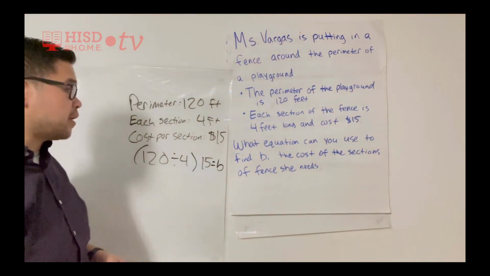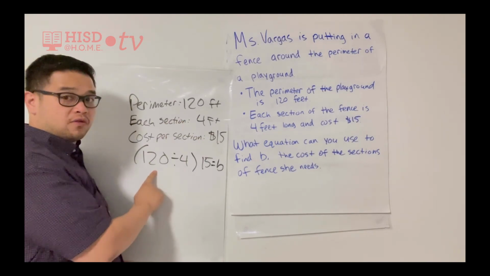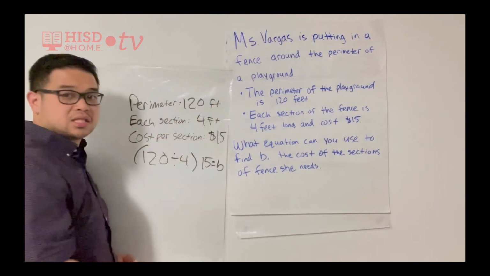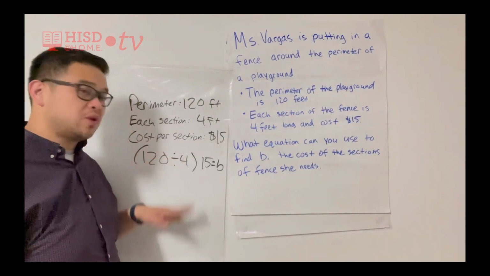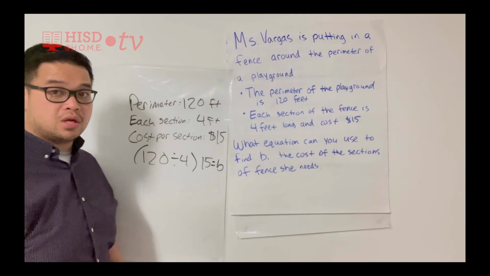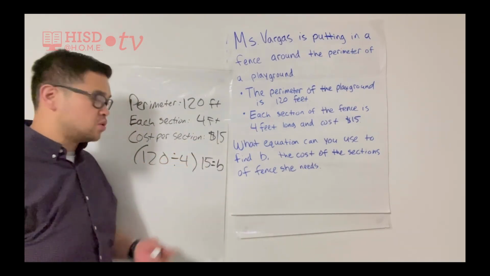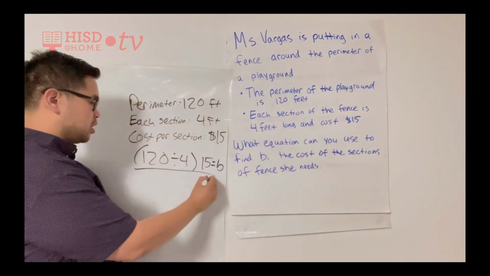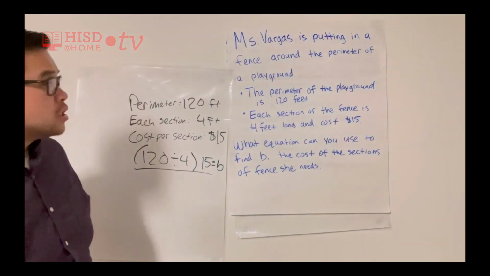I'll explain this again. So we have 120 feet, the total of how much we have, and we have to divide the section by 4 feet, because each section is 4 feet. And then we're doing that because we need to find out how many sections there are. So that way, each section we know that costs $15. It will get us to the B, the pricing of it all. So this is our equation.